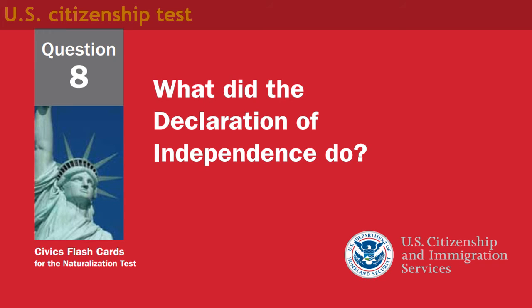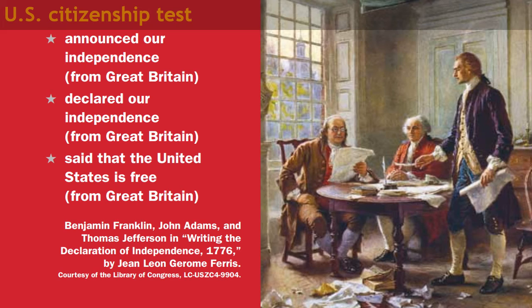Question 8. What did the Declaration of Independence do? Answer: announced our independence from Great Britain. Declared our independence from Great Britain. Said that the United States is free from Great Britain. Explain. The Declaration of Independence contains important ideas about the American system of government.